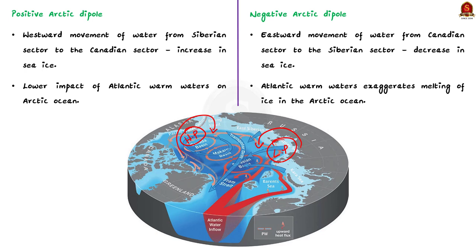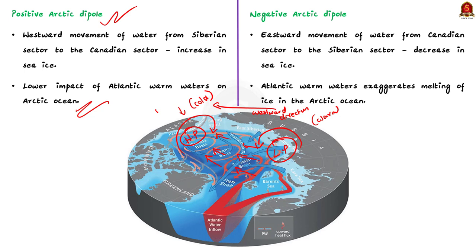See, the ocean currents usually move from low pressure areas to high pressure areas. During a positive Arctic dipole, there is a relative low pressure in the Siberian sector. So, the ocean current tend to move from Siberian sector to the Canadian sector. That is, water moves in the westward direction. This in turn helps the warmer waters of the Siberian sector to move towards the Canadian sector. Since there is high pressure over the Canadian sector, the warmer waters have lesser impact on the melting of the ice. Okay, this happens during the positive Arctic dipole.